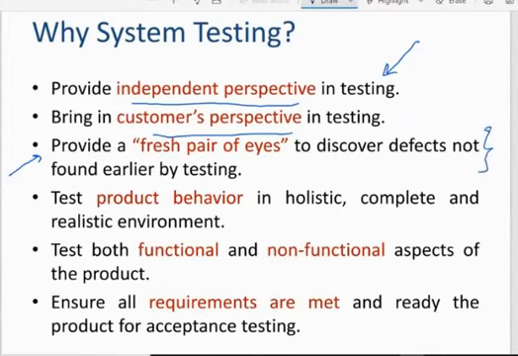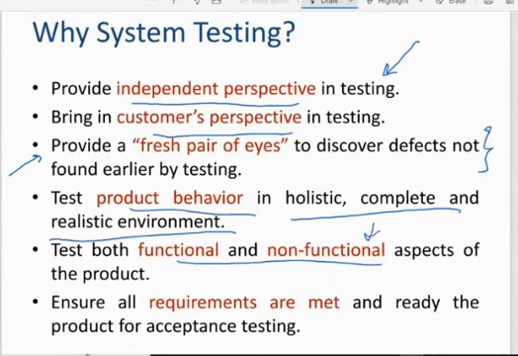Once again, I can test the product's behavior in a holistic, complete and realistic environment. I can test both the functional and non-functional aspects. Obviously, we had a discussion on this particular aspect. Ensure all the requirements are met and ready the product for acceptance testing, because now the end user is going to test the product for the final acceptance testing or the user acceptance testing.